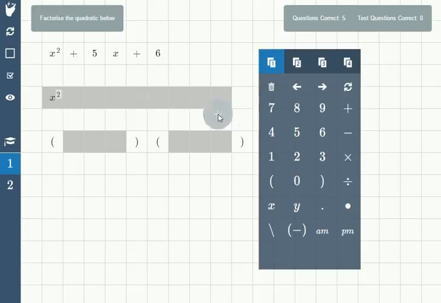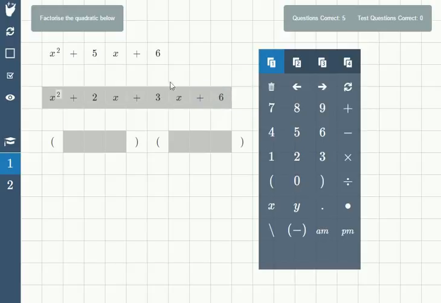So now what we do is change our x term from being 5x to 2x plus 3x. So these will still total up to 5x, but it just separates them out. And then our plus 6 on the end will stay the same.